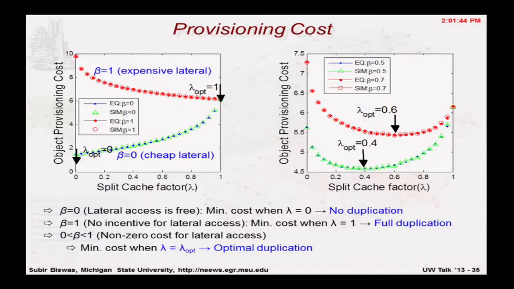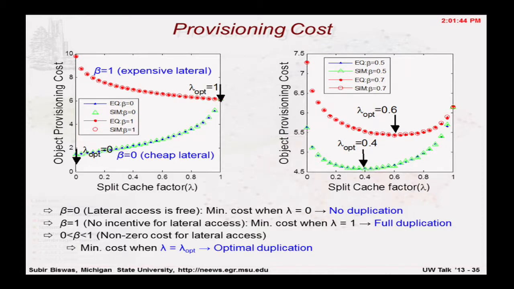But it turns out if that is the case, then your lambda optimal is 1. Lambda optimal is 1 meaning that you do all duplication. And that makes sense, right? Because since your lateral download is expensive, you might as well duplicate as many popular objects as you can in your local storage.